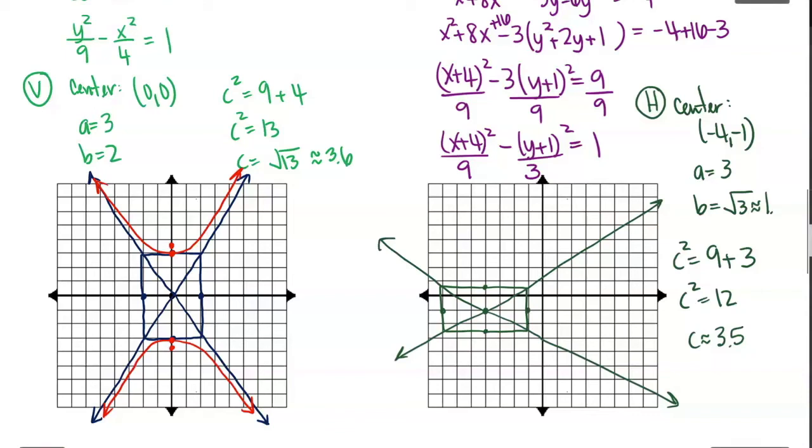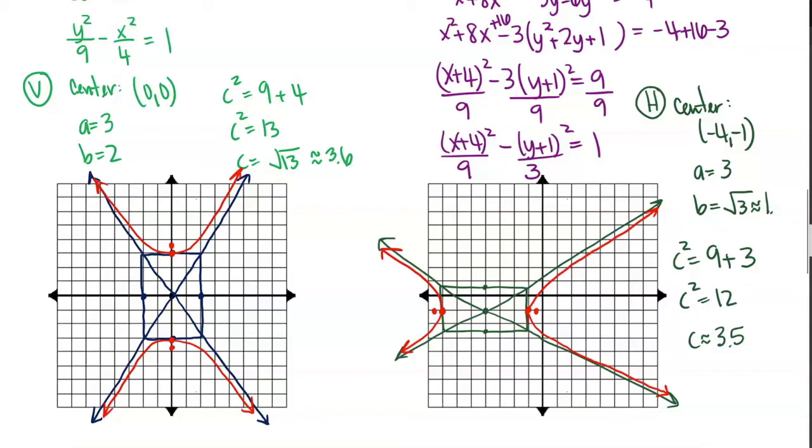And then, since I went left and right to get the A values, those are going to be the vertices of my hyperbola. And the C value is 3.5, so that'll be right next to those vertices, and my hyperbola will open around them. And something like that.